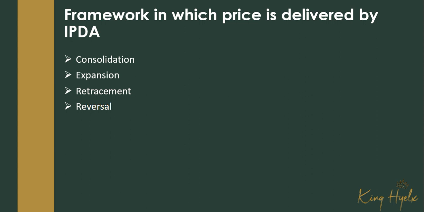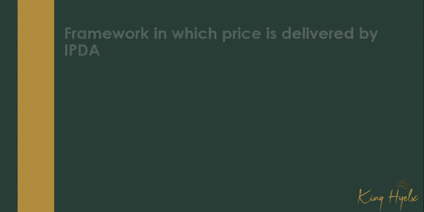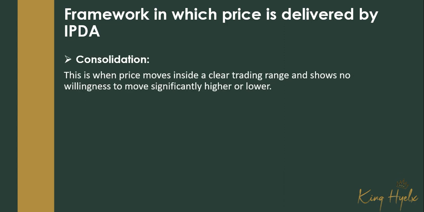So now, what exactly is all this? Let's dive deeper into these frameworks. What exactly is consolidation? Consolidation is when price moves inside a clear trading range and shows no willingness to move significantly higher or lower. Let's jump into the charts. Let me explain this. So just hold this definition one more time: this is when price moves inside a clear trading range and shows no willingness to move significantly higher or lower.